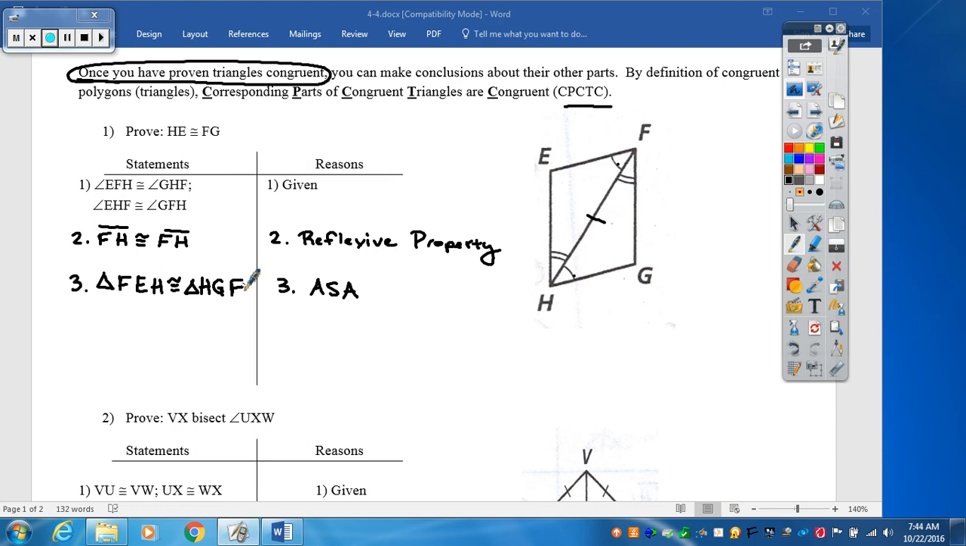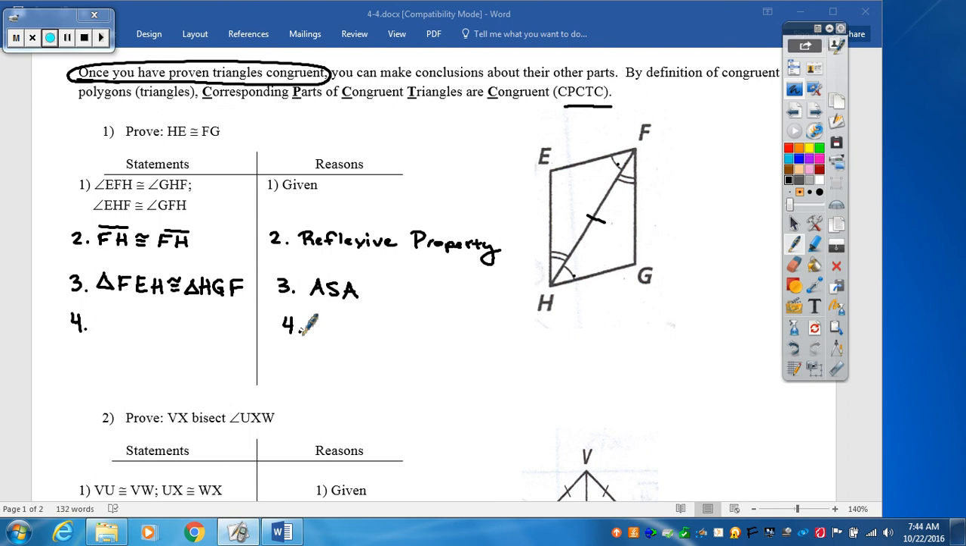So that's what we've been working on so far, and that's where we finished up most of our proofs, and we'd be done by now. But the thing is, if you look at number 1, what are we trying to prove? Well, we're trying to prove that HE is congruent to FG. Well, in order to do that, I have to add another step here.